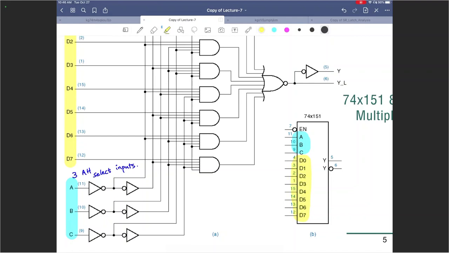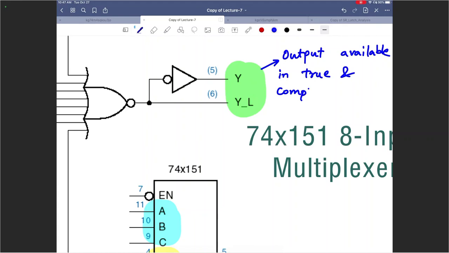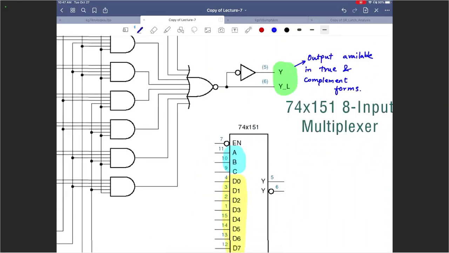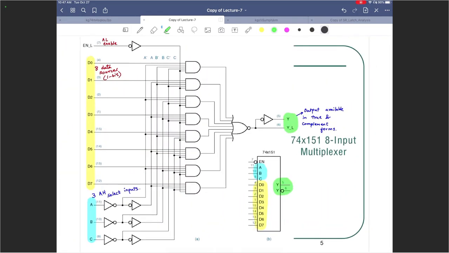And then depending on what the select lines are going to be, we are going to have Y and Y complement equal to that. Also something to note is the outputs are available in true as well as in complemented form. You see that Y is available and Y complement is also available. So output over here is available in true and complemented form. So that's your outputs here. All right, so I think in terms of all the inputs and outputs, we have figured that out. We have mapped them to the chip as well.